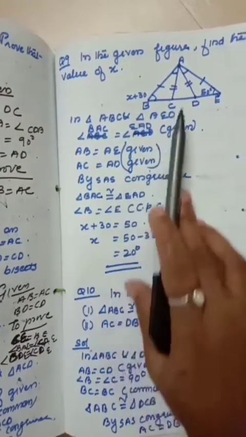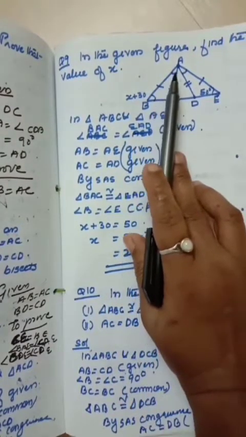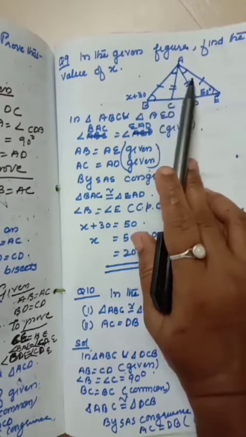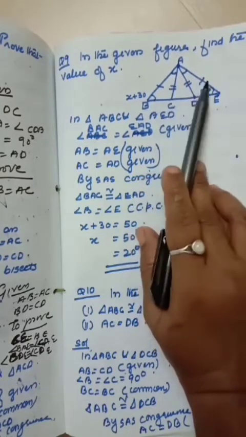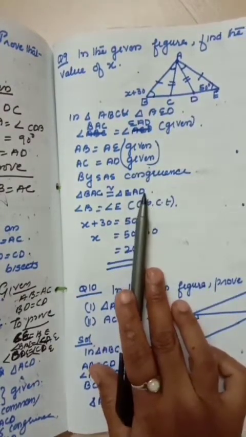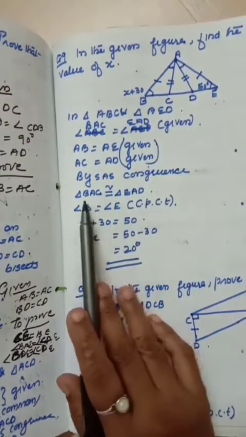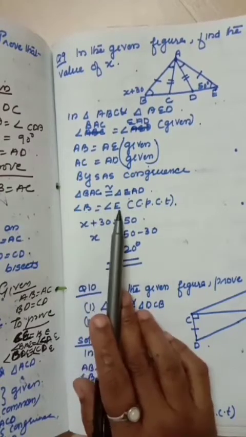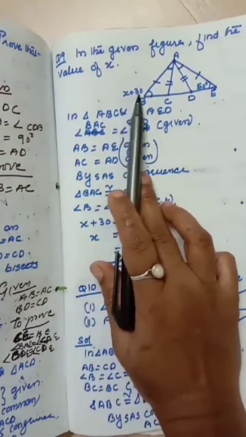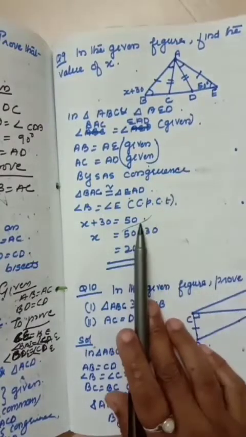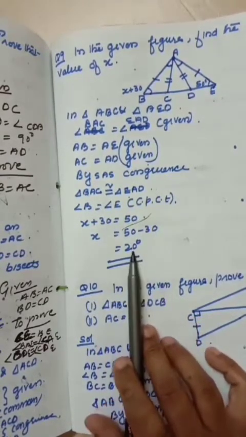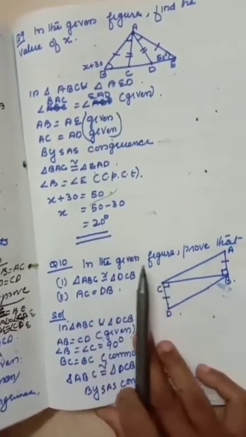By SAS congruence, you can say these two triangles are congruent. And by CPCT, you can say angle B equal to angle E. So angle B is x plus 30, angle E equal to 50 degrees. You move plus 30 to that side, and you get x equal to 20 degrees.